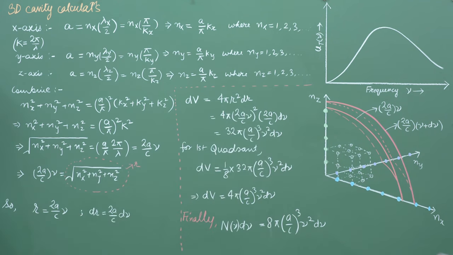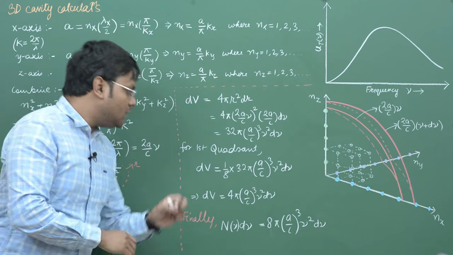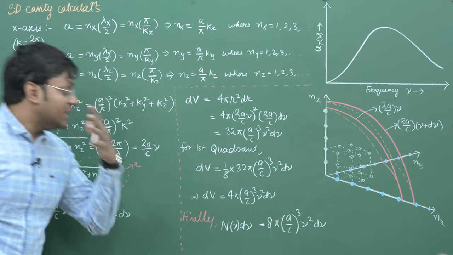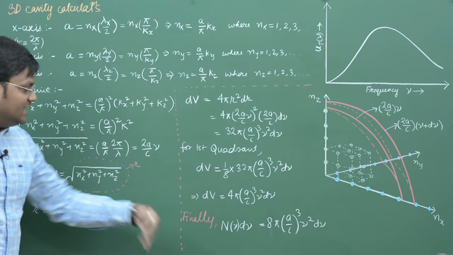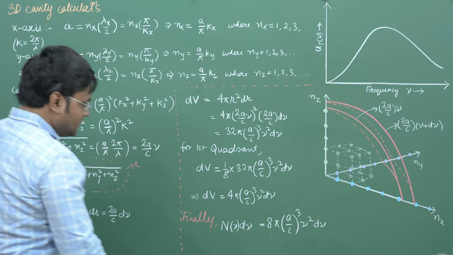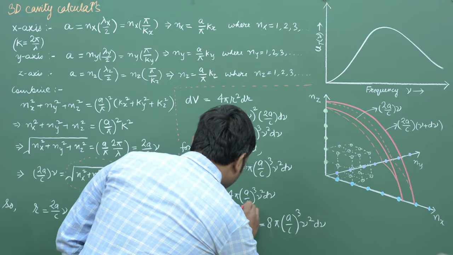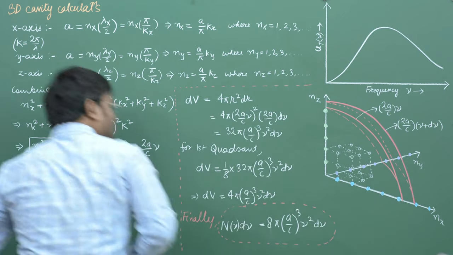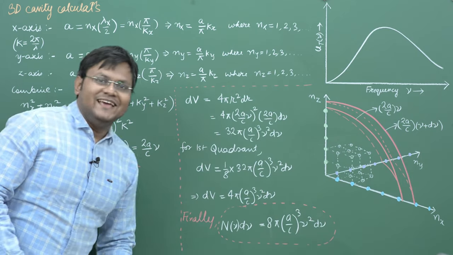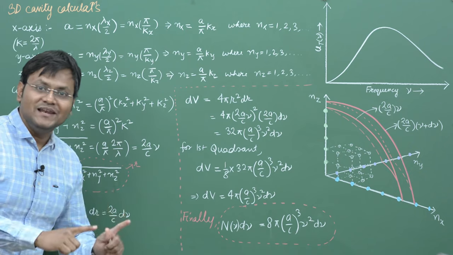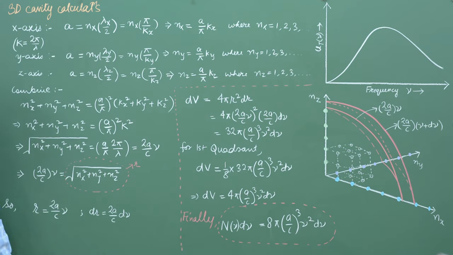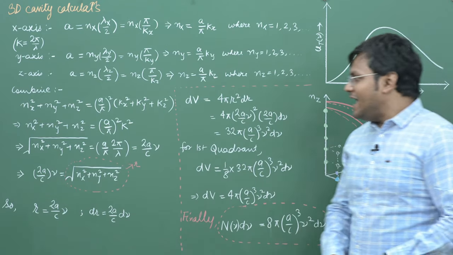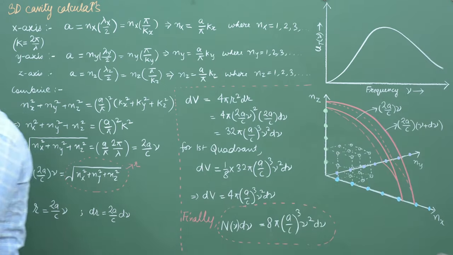For a three-dimensional cavity, the number of possible electromagnetic waves for a given frequency range is equal to this particular expression, which gives us an idea about how many standing waves there are in a frequency range. So now let us move ahead to the next step in our calculation, which is figuring out the average energy corresponding to standing waves.